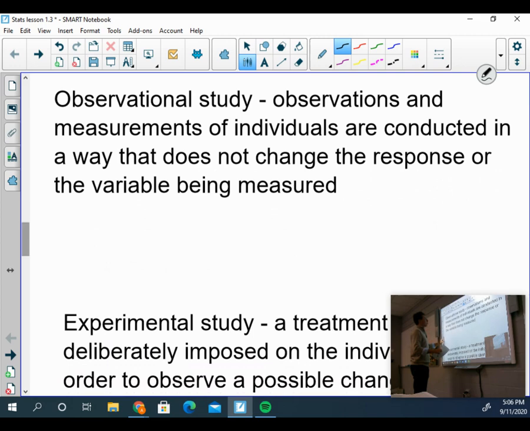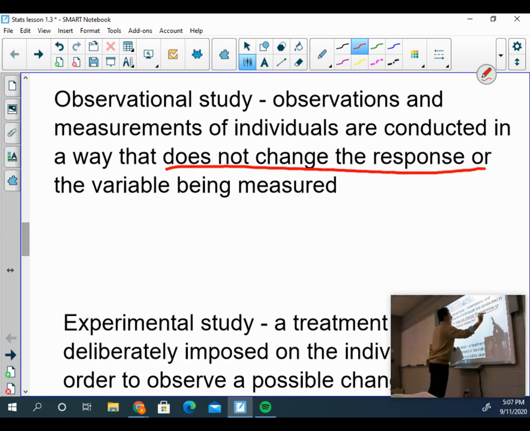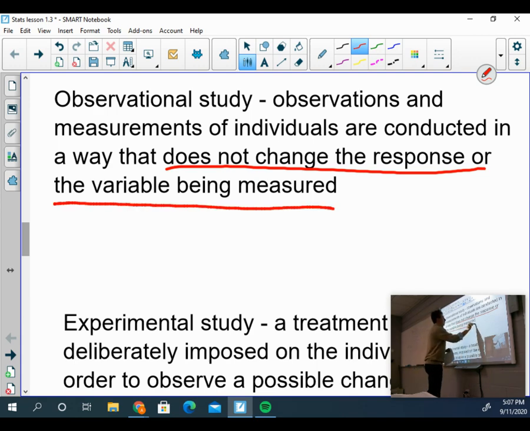Okay? An observational study: observations and measurements of individuals are conducted in a way that does not change the response of the variable being measured. Again, this is a great time to pause this video and write down this definition. I'm not going to ask you to regurgitate it, but you need to know what it means. So go ahead and pause it. Okay, you've written it down. Here's the big key: it does not change the response of the variable being measured.